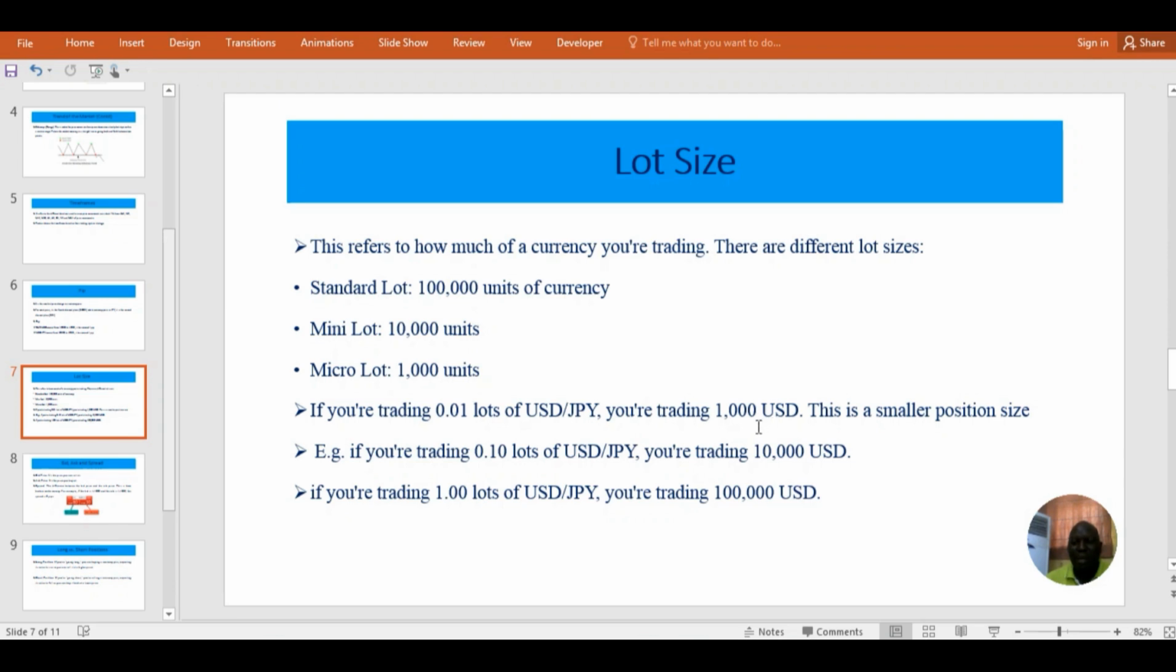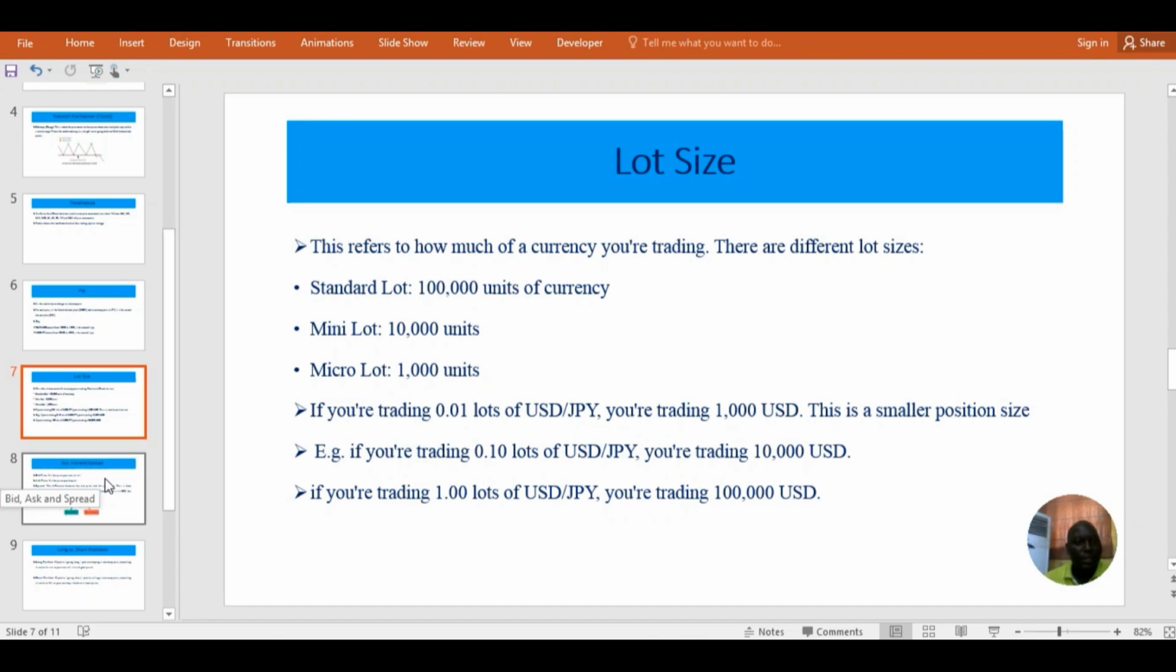And the example is if I'm trading 0.01 of USDJPY, it means that I'm trading just $1,000. And if it is in pounds, depending on the currency exchange, that will be around 1.59 pounds. If it's in naira, it will be 1,590 naira that I'm going to use to trade 1,000 USD. So basically, the higher the lot size, the higher your profit and the higher your loss. The smaller the lot size, the smaller your profit and the lower the loss.